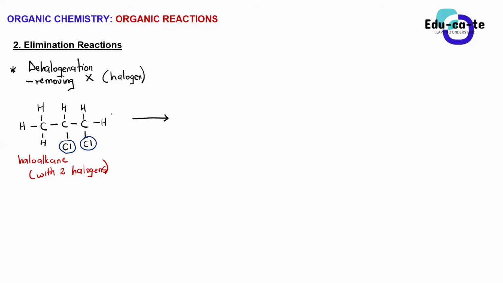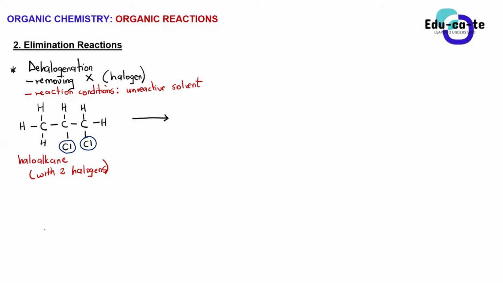Now, what reaction conditions do we need for dehalogenation to take place? If they ask for reaction conditions, or what conditions we need to use for this reaction to take place, we need an unreactive solvent. So we need a solvent that will not react with our haloalkane.